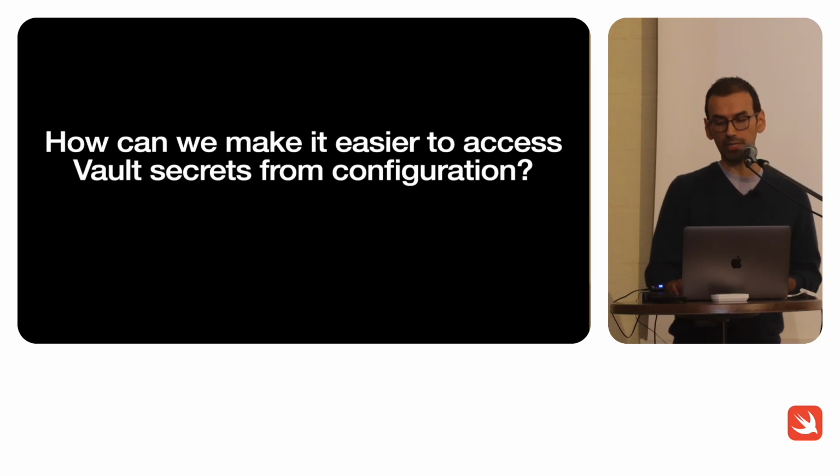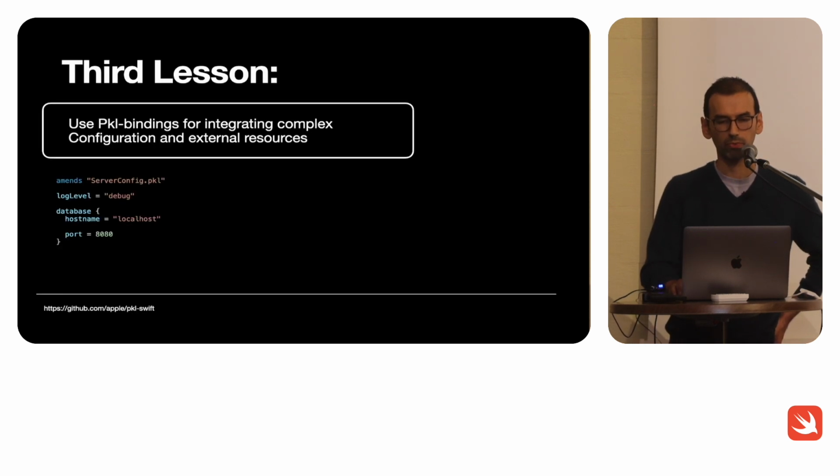The third lesson, and with this I'm going to finish, is more about an experiment. I wanted to make it easier for people to access secrets from configuration. And I learned that you could do this with the Pkl bindings. So you could embed a Pkl program in your Swift program. And with Pkl, you can read external resources, like secrets.